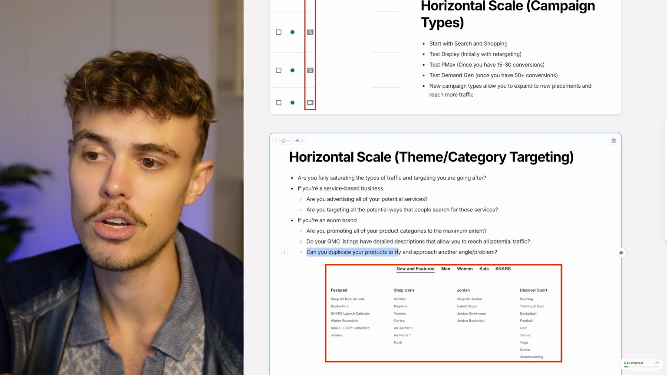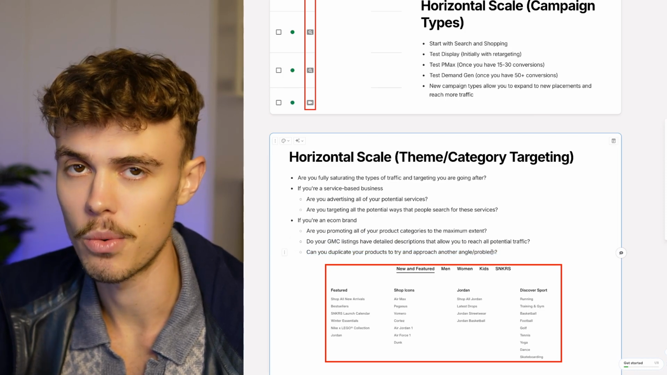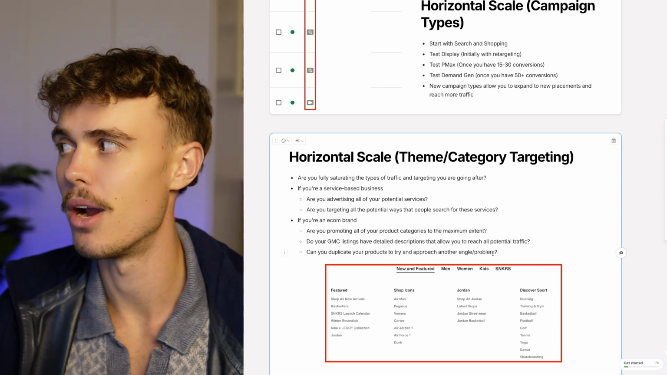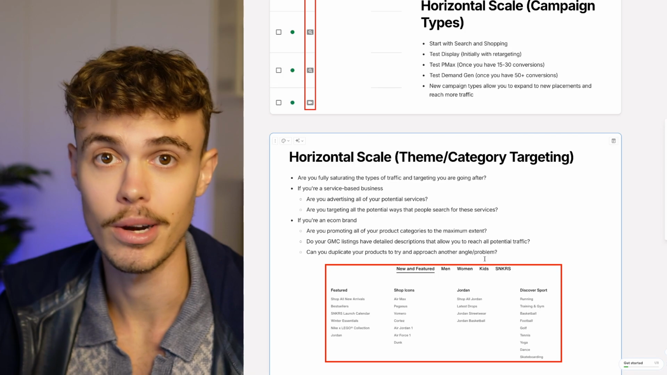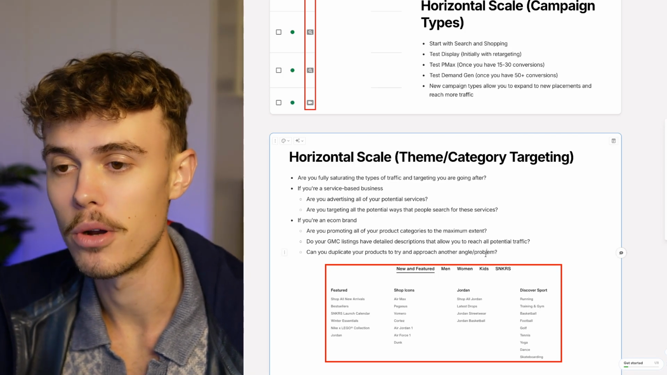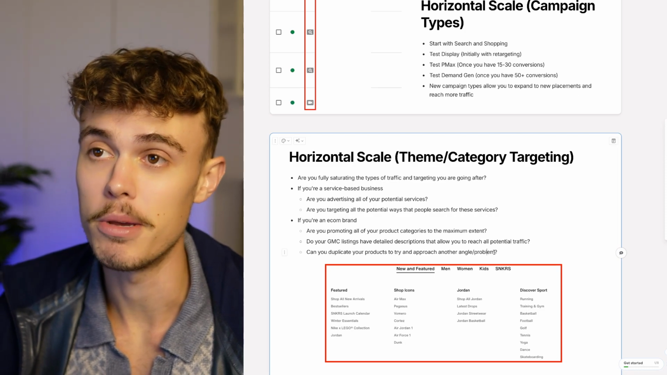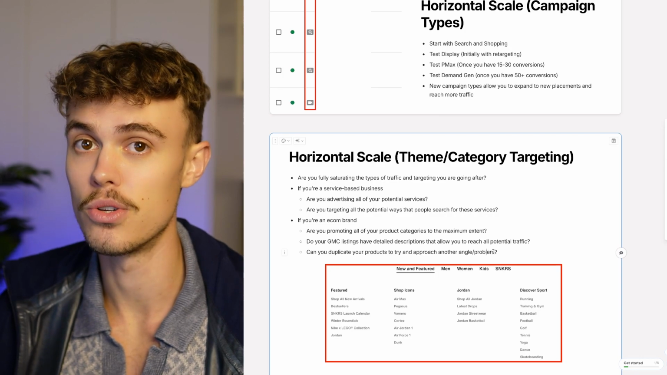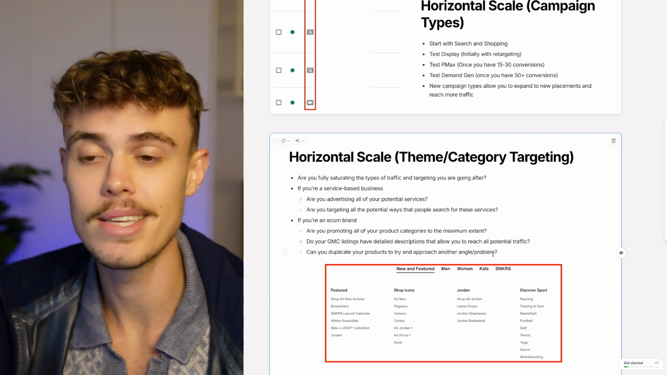Finally, can you duplicate your products to try and approach another angle or problem? Now, this is another interesting one with e-commerce brands. So if you, for example, are a skincare brand and you're targeting, let's say, acne solutions, clearing up acne, you could also approach it from the angle of anti-aging serum, right? So maybe not only can your skincare clear up acne, but it can also reduce or reverse aging in older audiences, right? So this is another angle.